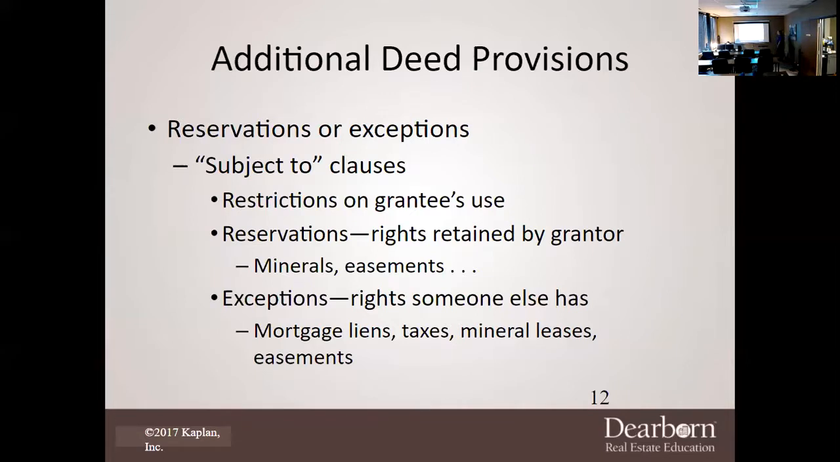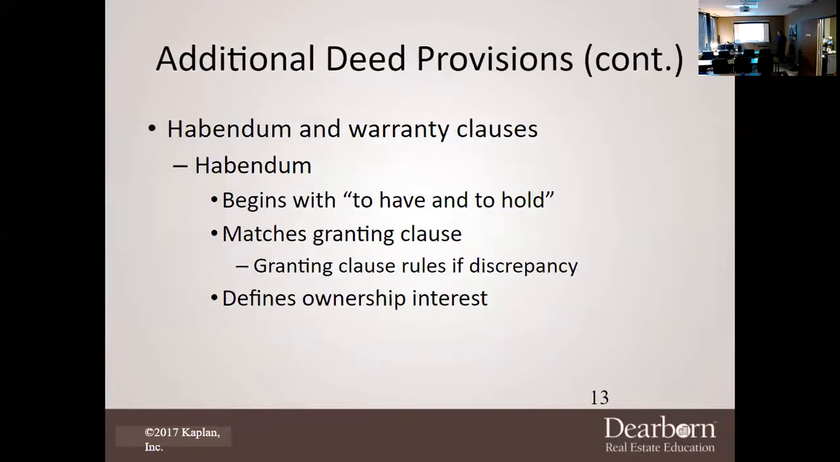But again, restrictions can be placed by Travis on the grantees. Whoever purchases it, there can be restrictions. There also can be reservations. Travis may also say, I've got 100 acres in Texas and I'm keeping the minerals. That can be a reservation, so it's retained by the grantor. And there also can be exceptions, which are rights that someone else has, such as mortgage liens, taxes, mineral leases, and easements.